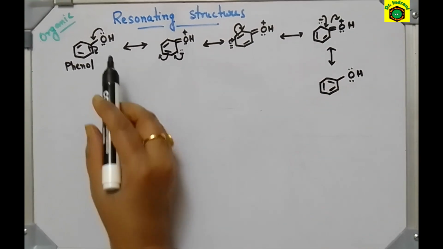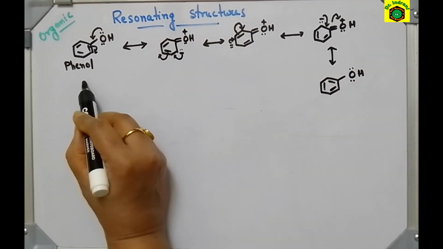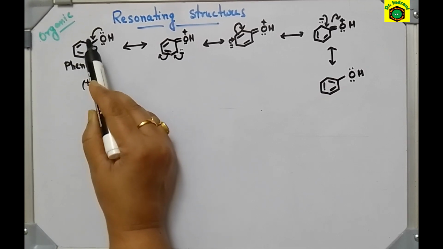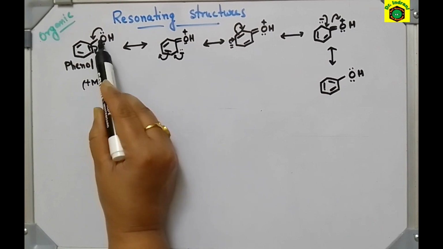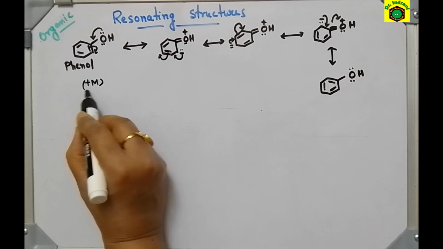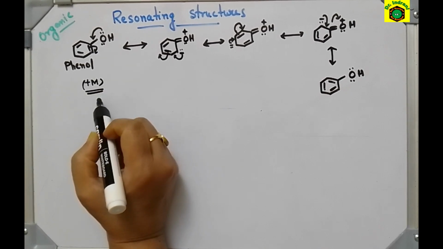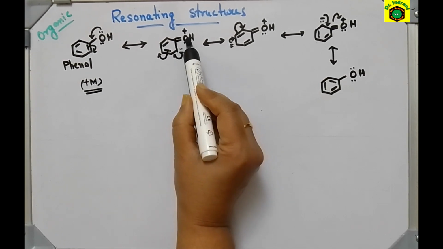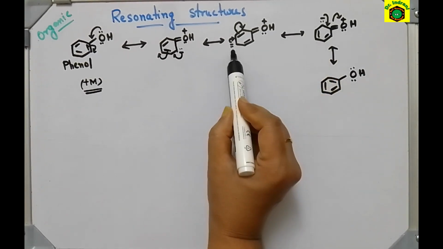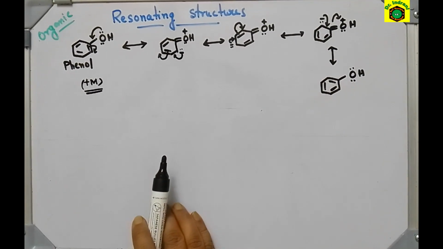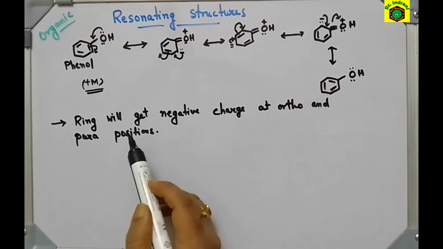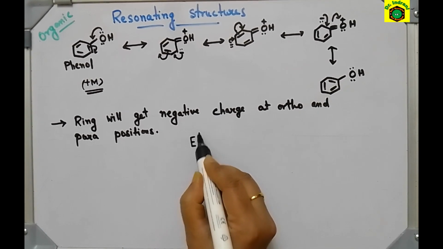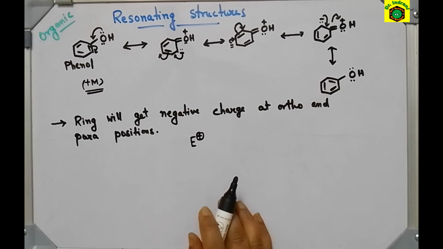As I told you earlier, OH group has plus M effect. It means electron density is shifted towards the ring. It is away from the group towards the conjugated system. And when you observe the resonating structures, you can see with respect to OH, at ortho position and para position there is negative charge. So for plus M effect, the ring will get negative charge at ortho and para positions. So if an electrophile attacks the ring, it will attack at ortho and para position.